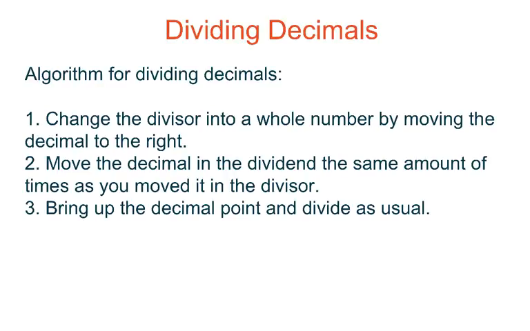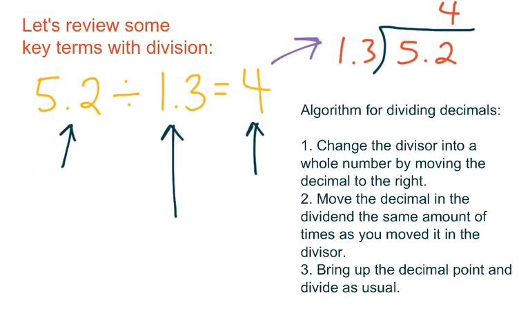So if you moved it twice in the divisor to get to a whole number, you're going to move the decimal point twice in the dividend as well. Then your third step is to bring up the decimal point and divide as you would normally do with any other division problem. So let's go ahead and review some key points about division.